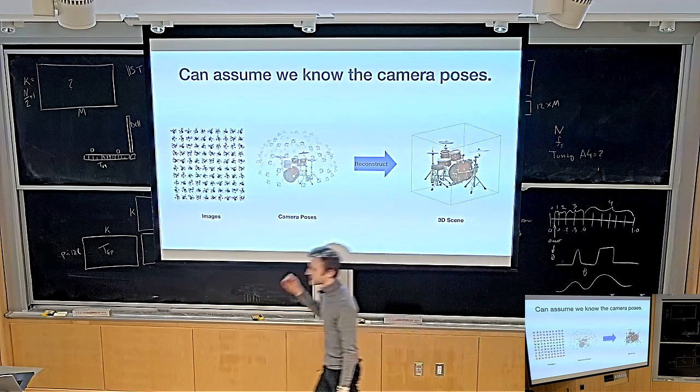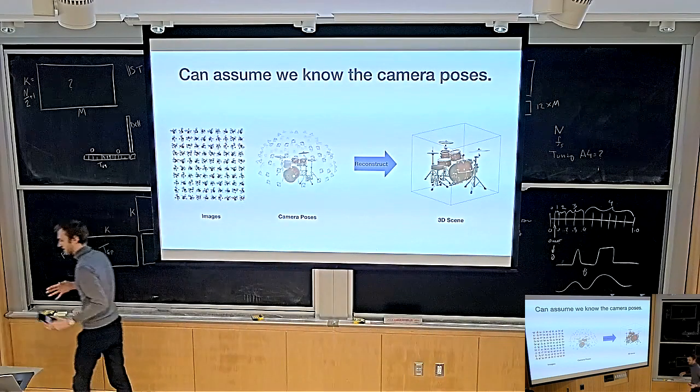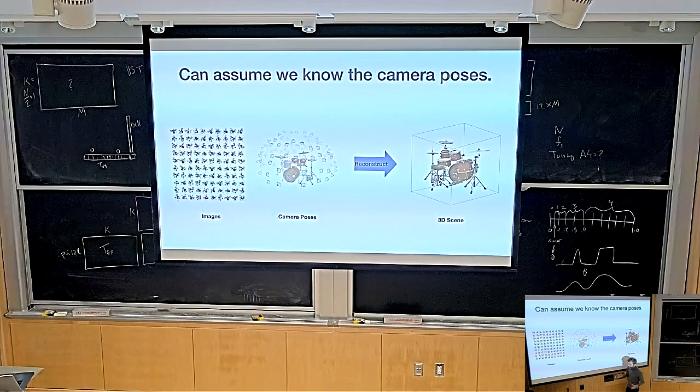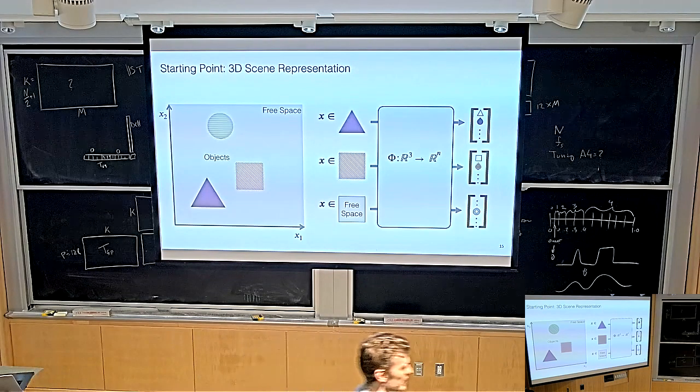And then the problem simplifies. The problem of inverse graphics, the way it's been treated over this past 6 years, then simplifies to, given the images and the camera poses, reconstruct the 3D scene. So this is the problem that we're going to discuss how we can solve in today's lecture. Make sense? Great. Exciting. So the starting point is 3D scene representations.